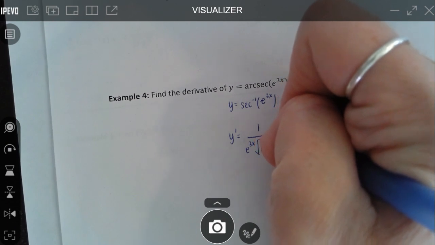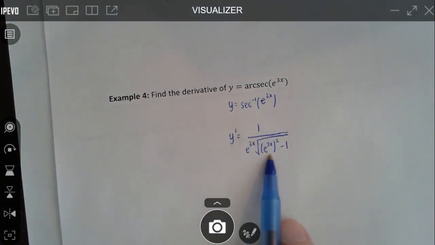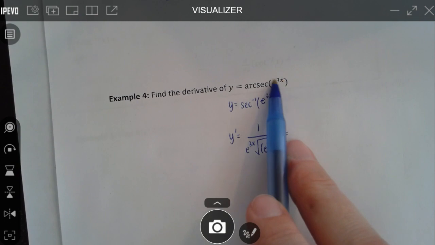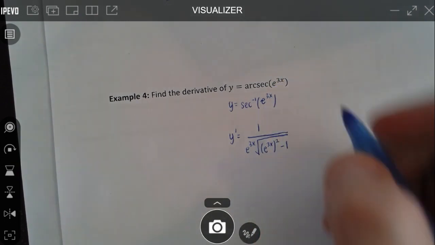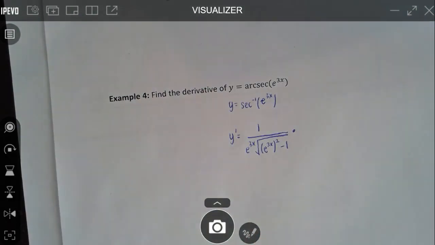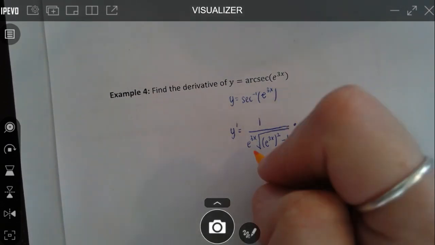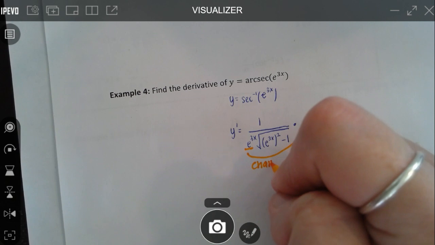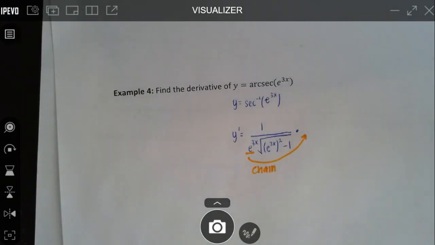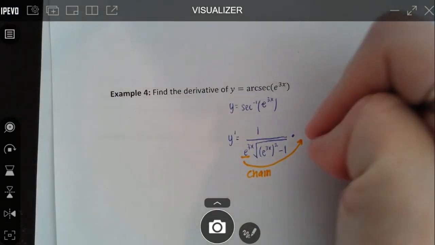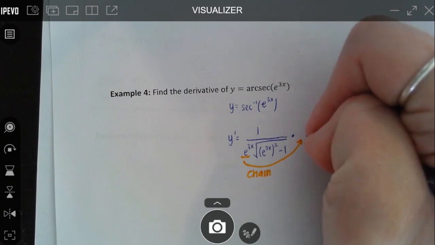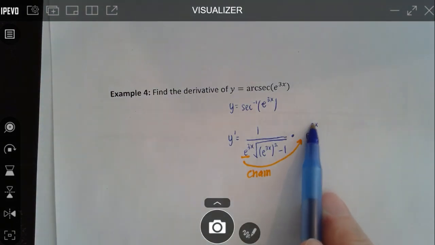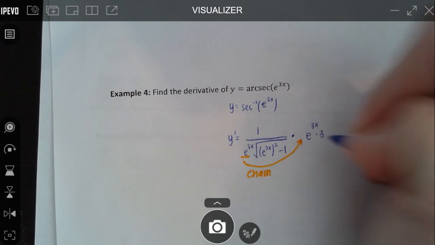But again, I just have to be careful because if I'm following my rules here and I know that this is not just an x here, here's where the chain rule has to come in. Because again, whatever I'm plugging in for the x, I have to chain rule and get the derivative of that stuff too. So the derivative of e to the 3x is e to the 3x. And then I need to chain rule my exponent, so times 3.